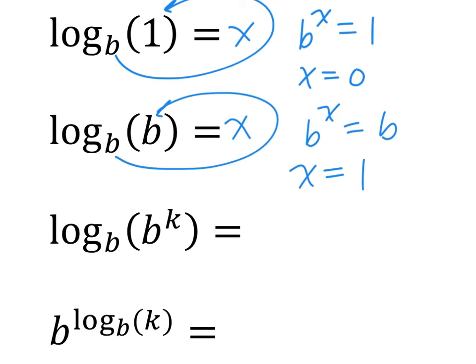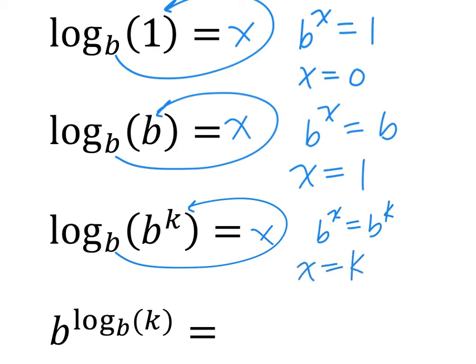Next one, log base b of b to the k. Again, this is where you have 3 levels, so write it clearly. This is equal to x. So b to the what is b to the k? Yes, x is k. Now I'm going to show you the shortcut. If you have a log base b and the exponent has the same base b, they all cancel. So base b, they cancel. You only have a k left over, so k is the answer.